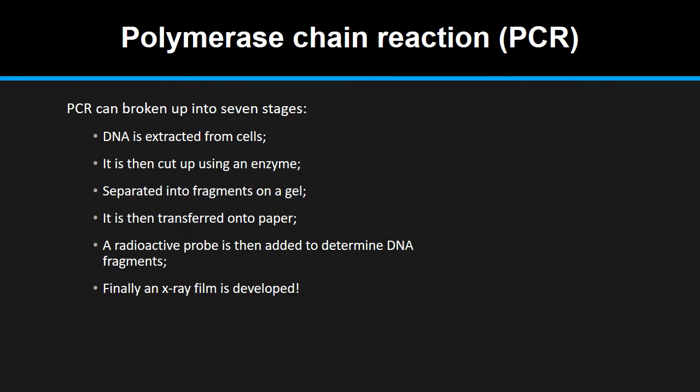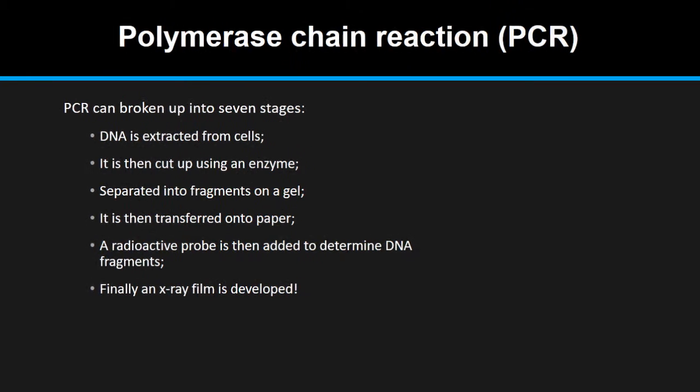So polymerase chain reaction can be broken up into 7 stages. DNA is extracted from the cells. It is then cut up using a restriction enzyme. It's separated into fragments onto a gel. It is then transferred onto paper. A radioactive probe is then added to determine DNA fragments, and finally an X-ray film is developed. And as I discussed before, Fern will go into a deeper, more complex explanation about PCR.